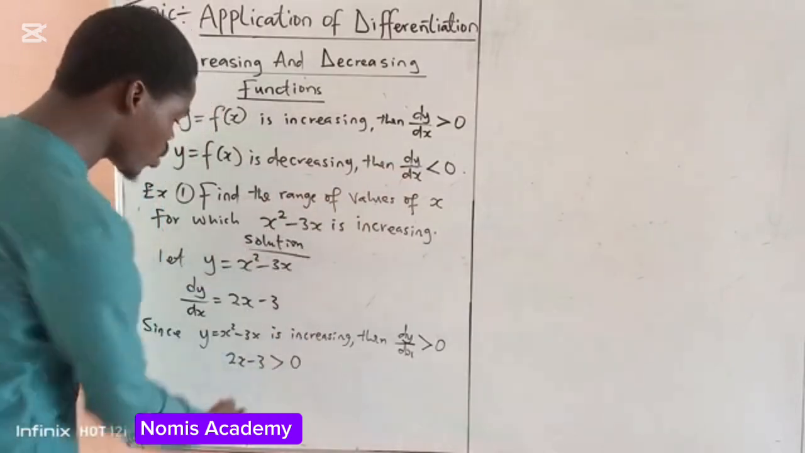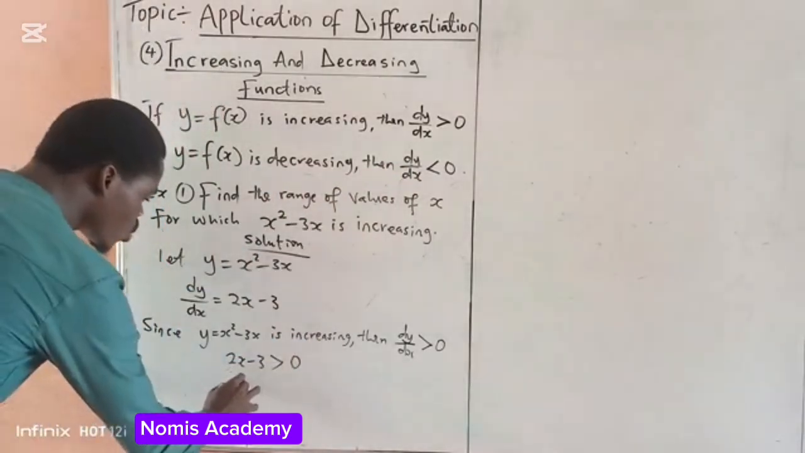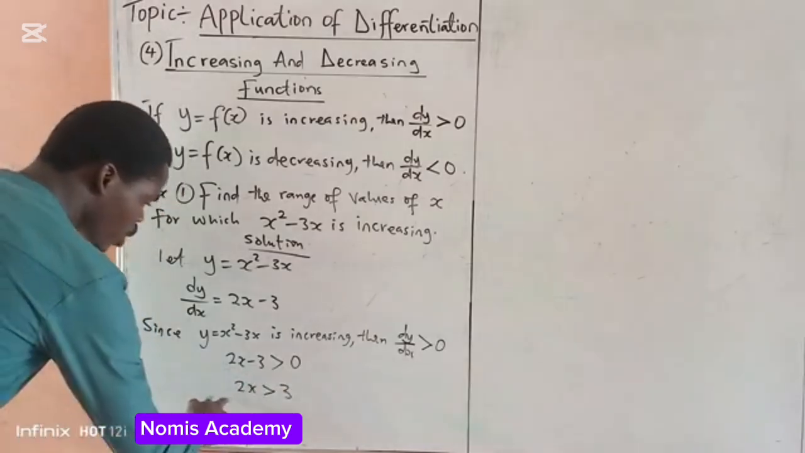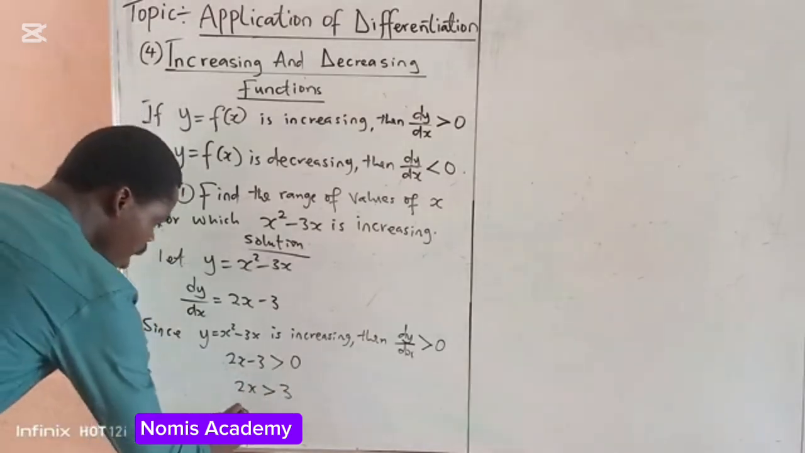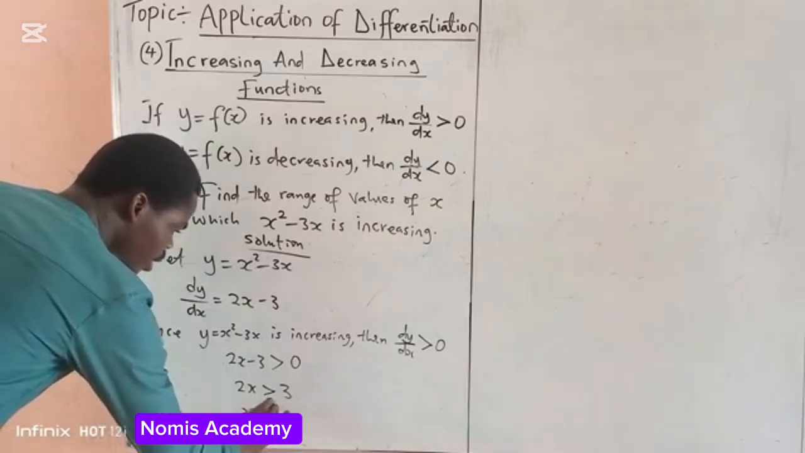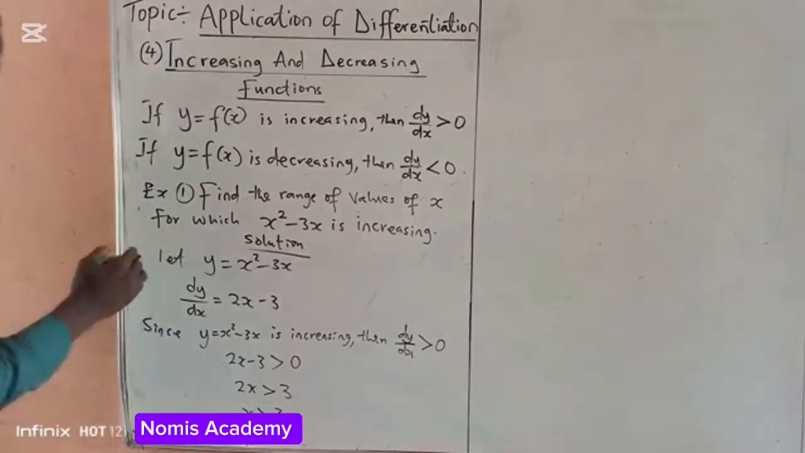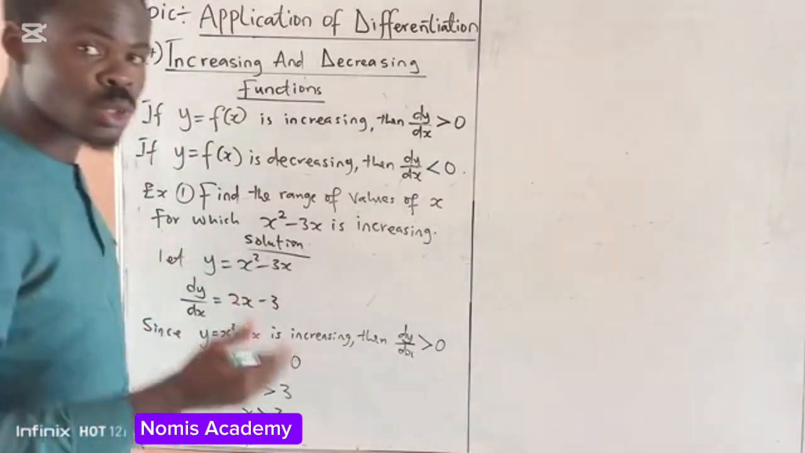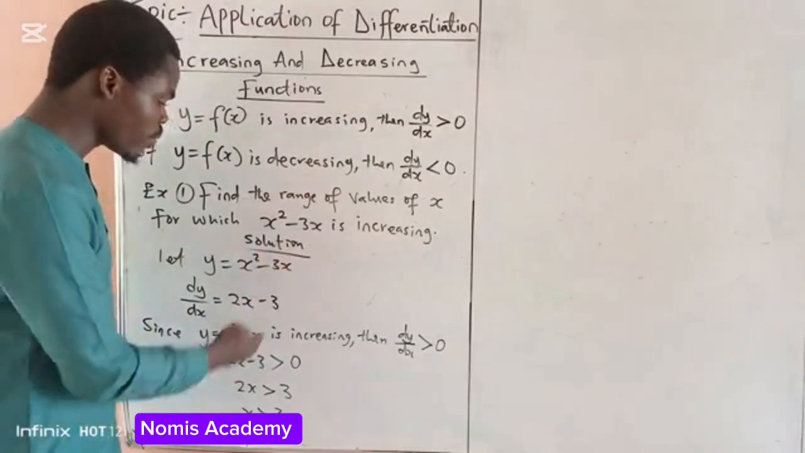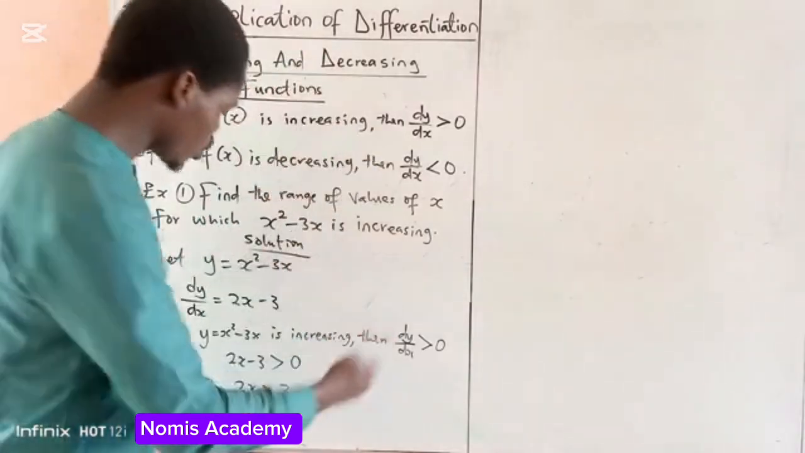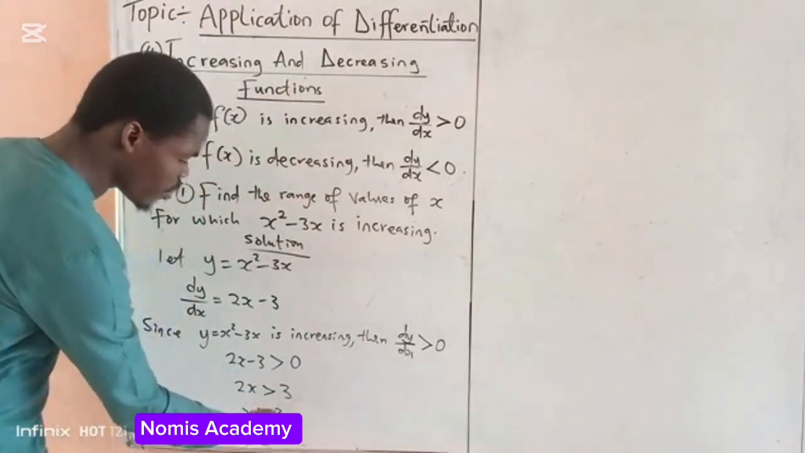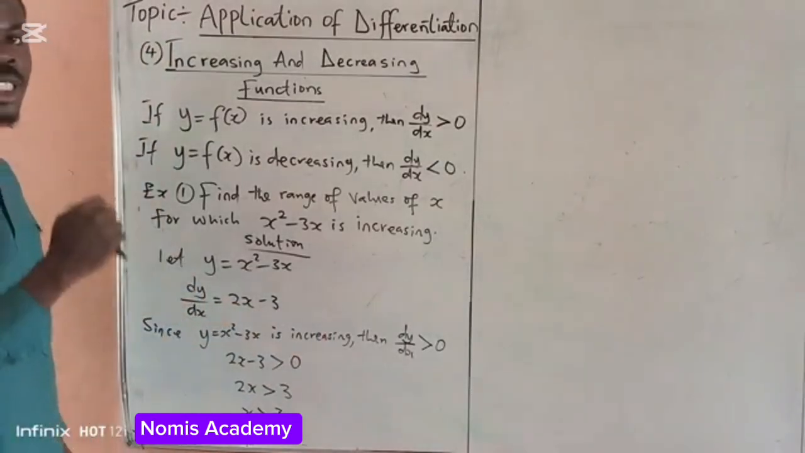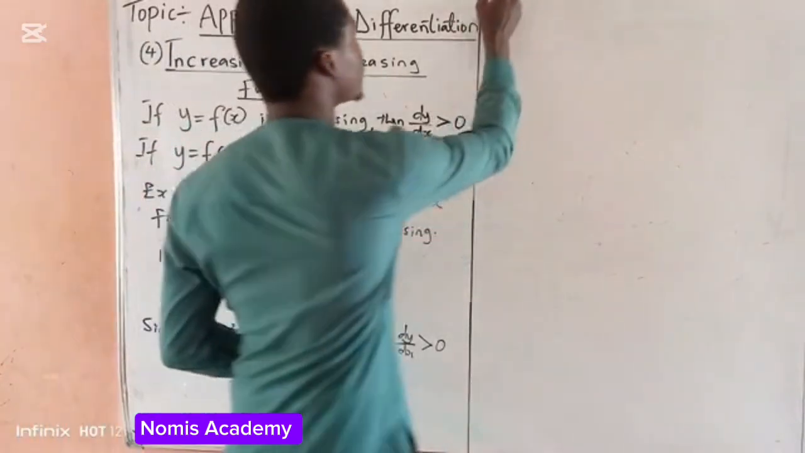So let's simplify this. 2x greater than 3. And then when you divide both sides by 2, we have x greater than 3 over 2. So x greater than 3 over 2 is the point at which the function is increasing. Let's take the second example.